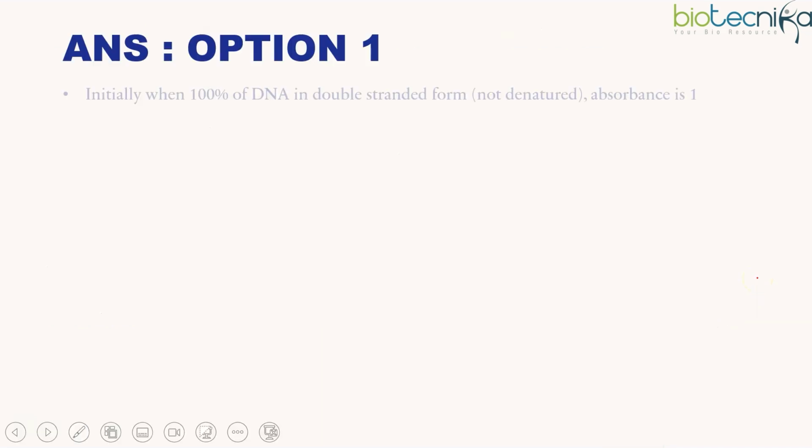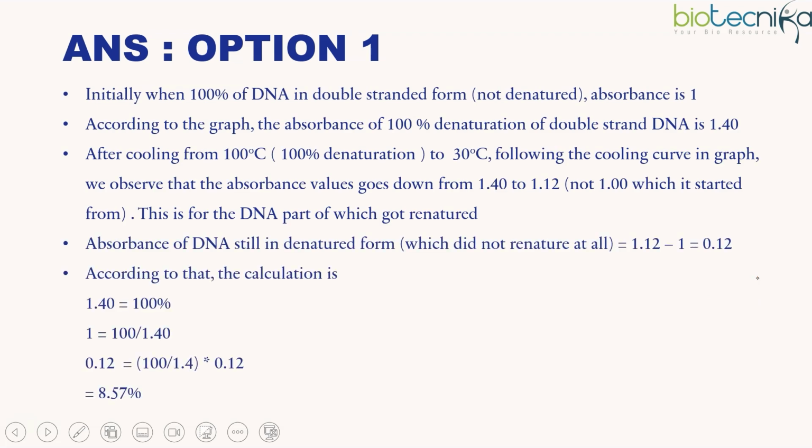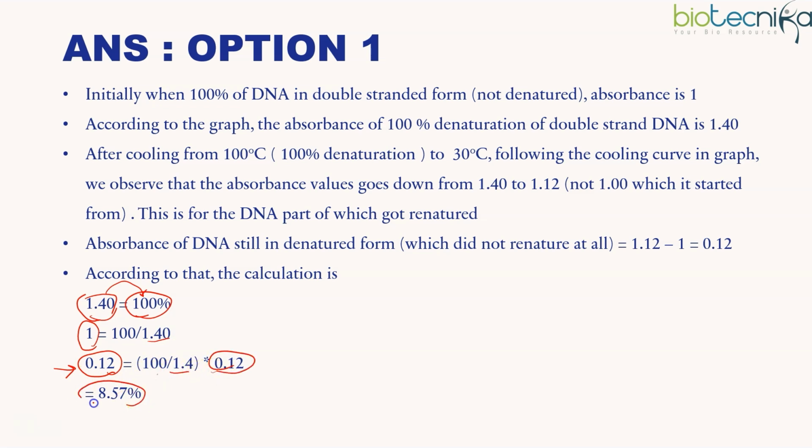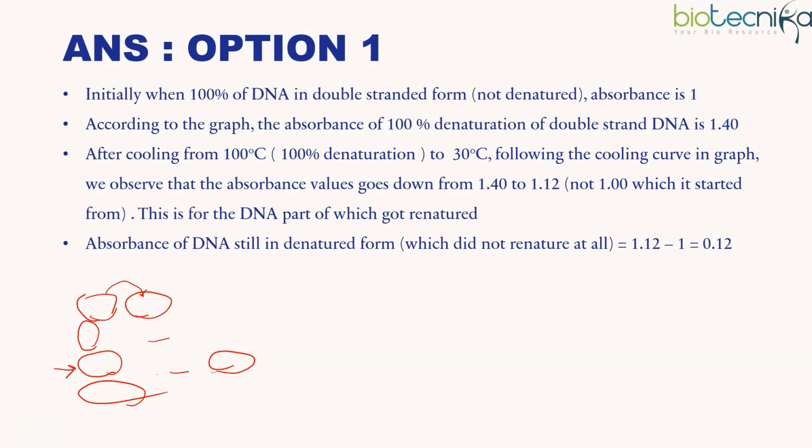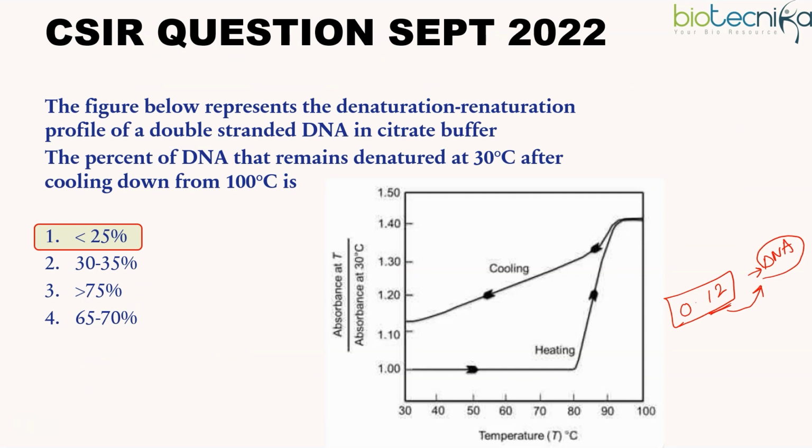Okay, so what you can do is, if you know at 1.40 all the DNA was denatured, we can say at 1.40 we have 100%. And if we take the unitary method, then it will be 100 by 1.40, and this is the part which did not renature. So 100 divided by 1.4 into 0.12. That's why the answer will come to 8.57, and going by this, option 1 is the right answer.